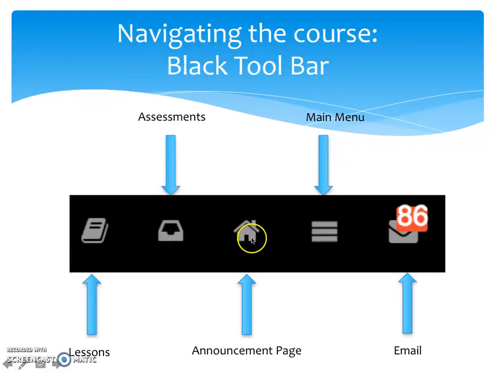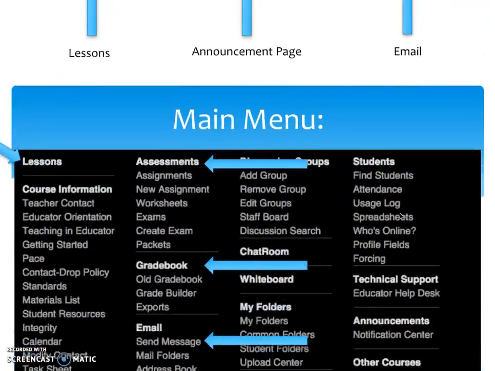The home icon is your announcement page. The three little black lines is your main menu, which I'll show you here in a second. And last but not least is your email, where I'll send you feedback from your assignments or maybe an important announcement, but please don't ever let it get to this 86 right here.